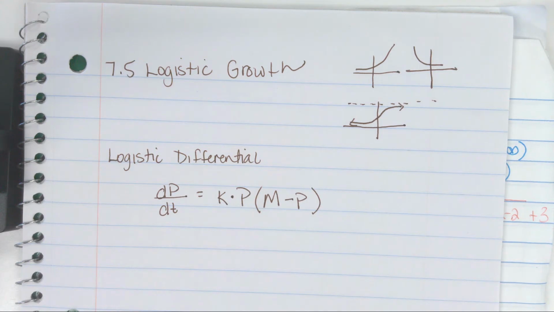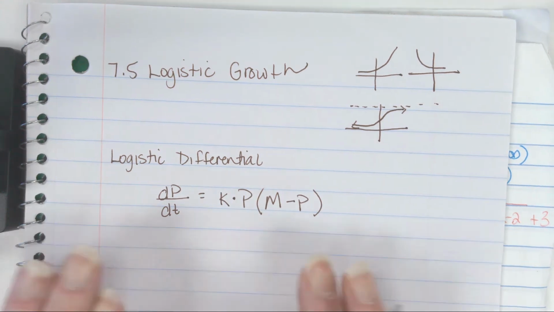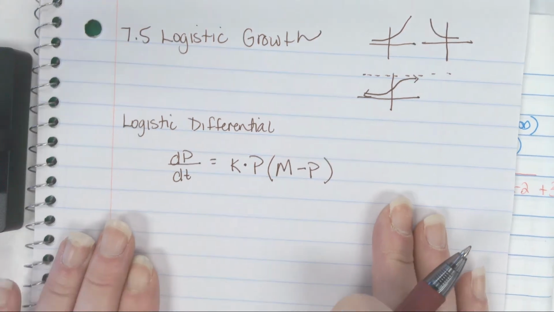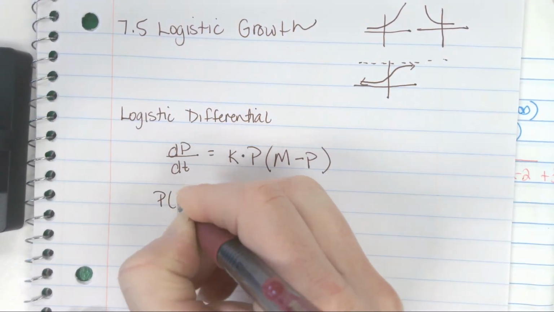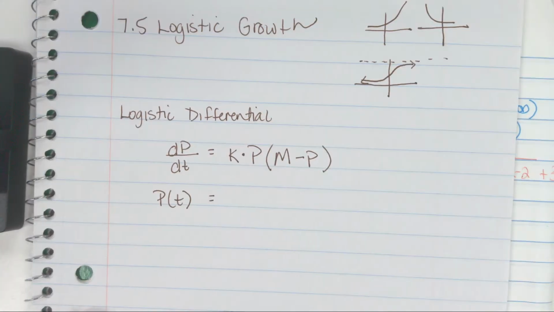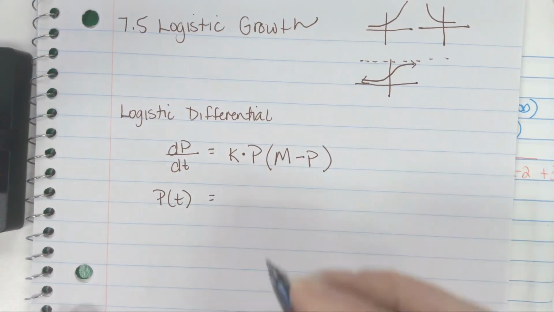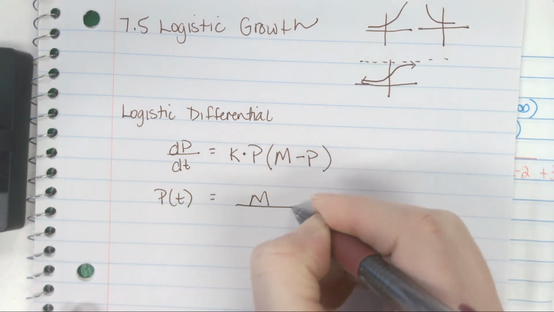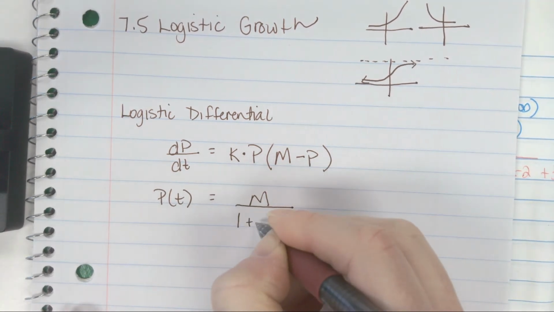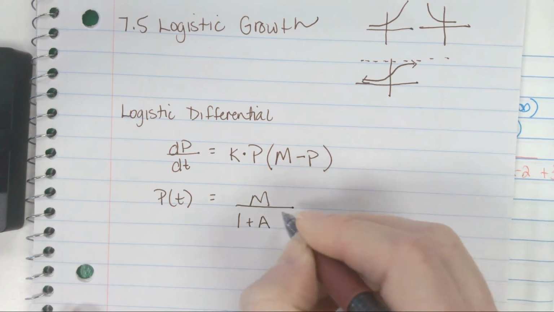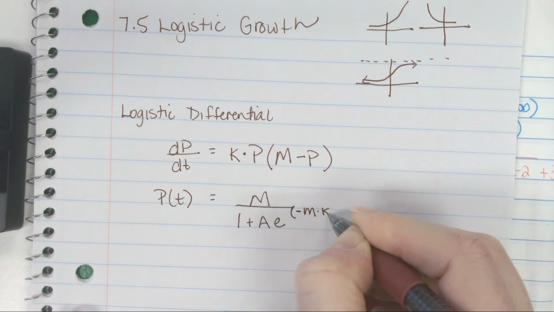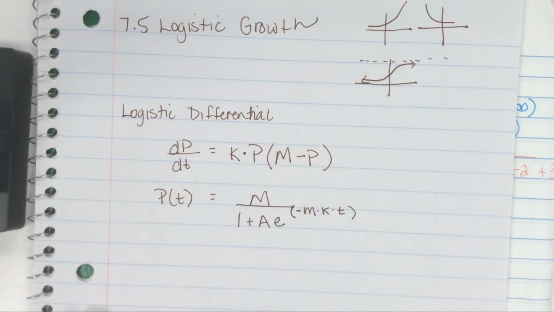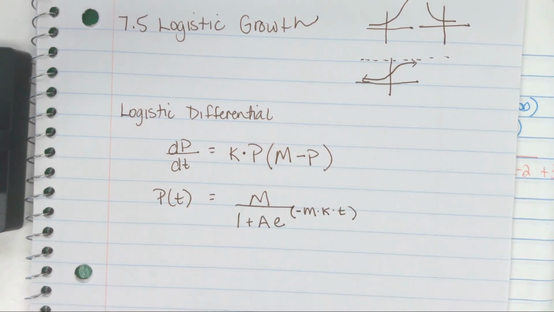It's complex, and it involves something that is not an AB topic. But it can be shown that if you separate the variables like we did the other day and find a constant, the population equation would be M over 1 plus A times e to the negative M times k times t. So let's write that down, and then we'll make some comparisons so you can see what those things stand for.